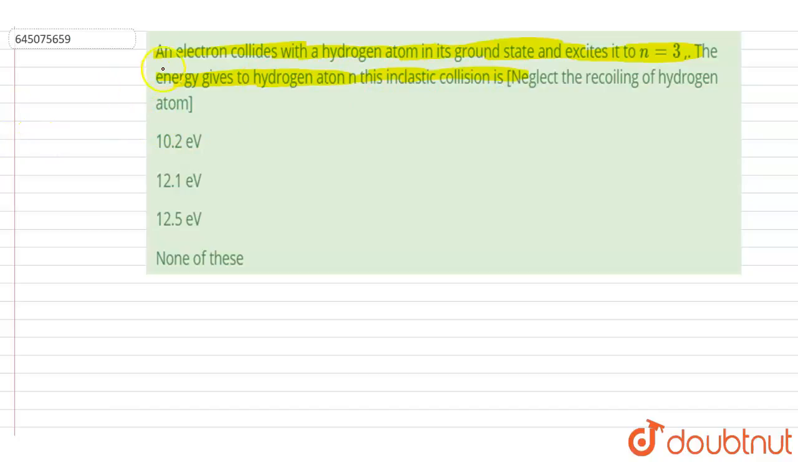So if you see here, the electron collides with the hydrogen atom, and the hydrogen atom was in the ground state and it excites to this state. So how much energy will it need?